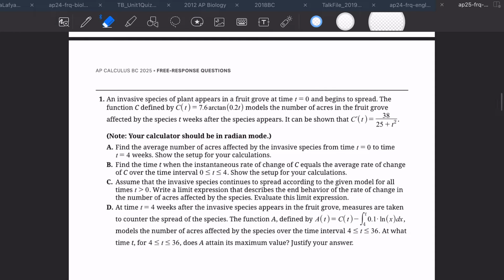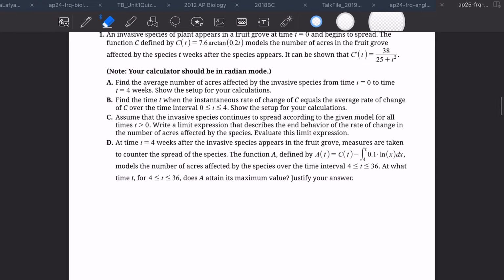First question. An invasive species of plant appears in the fruit grove at time t equals 0 and begins to spread. The function c defined by c of t equals 7.6 arctangent 0.2t models the number of acres in the fruit grove affected by the species t weeks after the species appears. It can be shown that c prime of t equals 38 over 25 plus t squared.